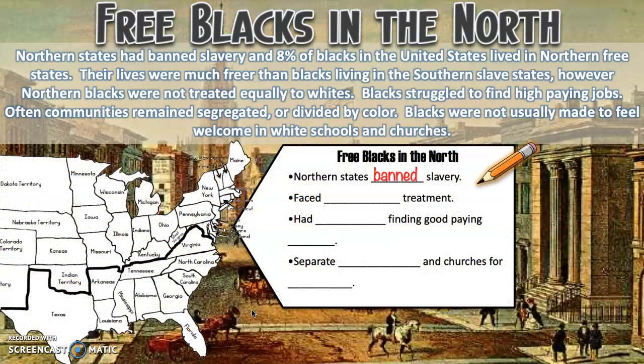Okay, so free Blacks in the North: northern states banned slavery. Black people faced unequal treatment in northern states. They had trouble finding good paying jobs, and they often had separate schools and churches for Black people in the North.